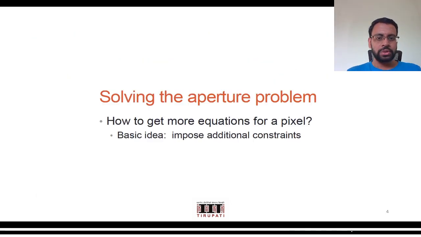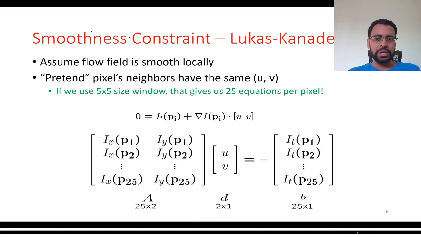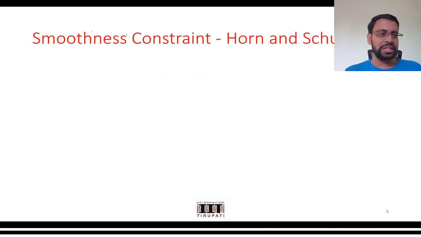So we had essentially one equation, the equation we have seen in the previous slides. And how many variables are there? Two variables: you need to find, at a given pixel, its movement in the x direction as well as its movement in the y direction. To deal with this, usually more constraints are imposed, particularly the smoothness constraint. So let's start with the Horn and Schunck method.